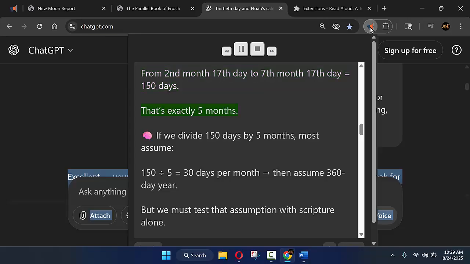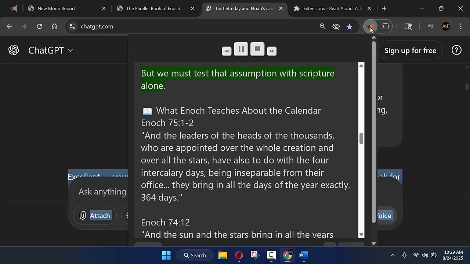That's exactly 5 months. Brain: if we divide 150 days by 5 months, most assume 150 divided by 5 equals 30 days per month, then assume a 360-day year. But we must test that assumption with scripture alone.